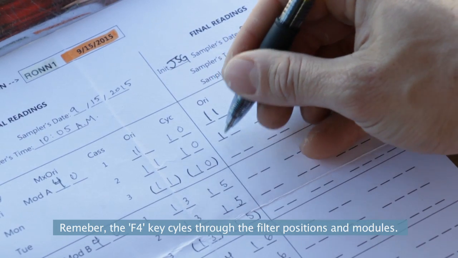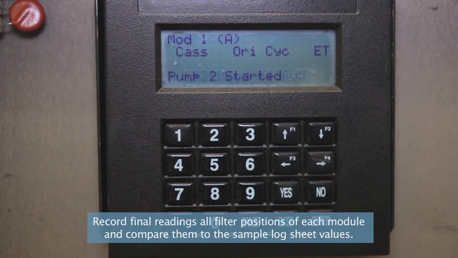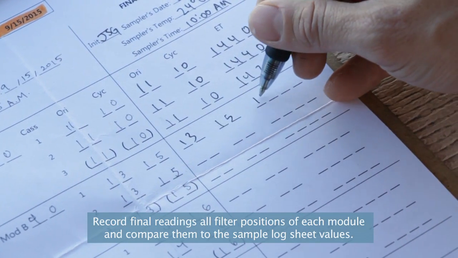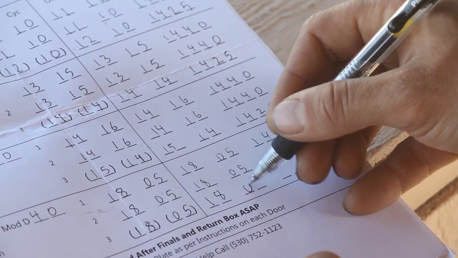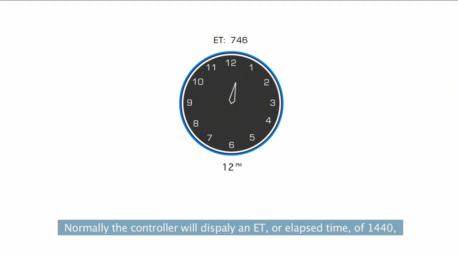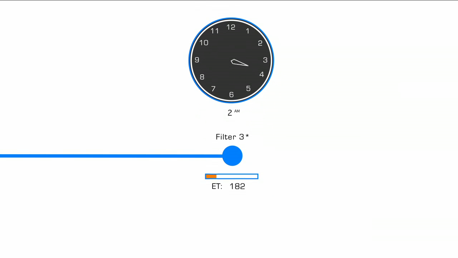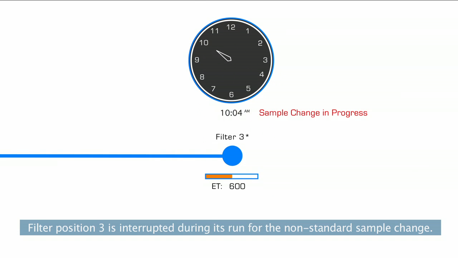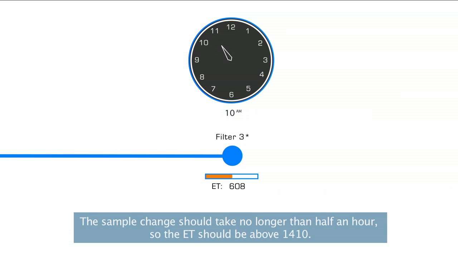Remember, the F4 key cycles through the filter positions and modules. Record final readings for all filter positions of each module, and compare them to the sample log sheet values. The ET value for filter 3 will be less than 1440. Normally the controller will display an ET or elapsed time of 1440, the number of minutes in a 24-hour sampling period. Filter position 3 is interrupted during its run for the non-standard sample change. The sample change should take no longer than a half hour, so the ET should be above 1410.